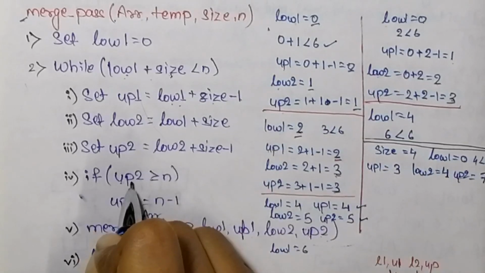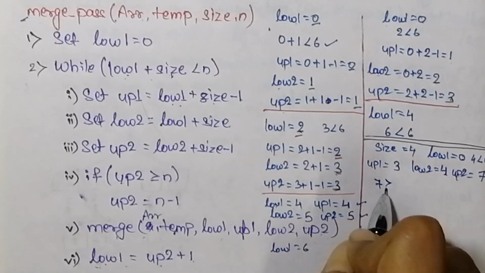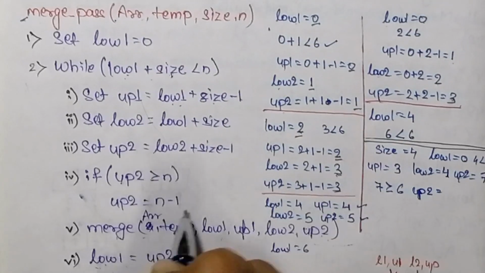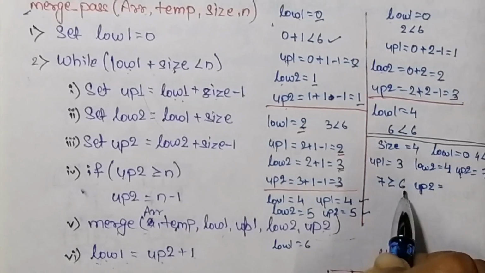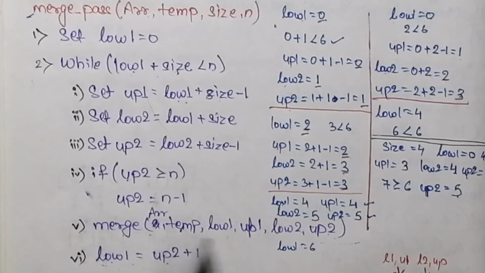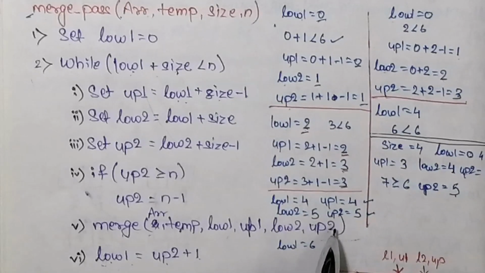Now we will check this condition, if up 2 is greater than equals to n, that means 7 is greater than equals to 6. Yes, so we will set up 2 equals to n minus 1, that is 6 minus 1 equals to 5. Then we will again call this function merge, that will help us in sorting the array.